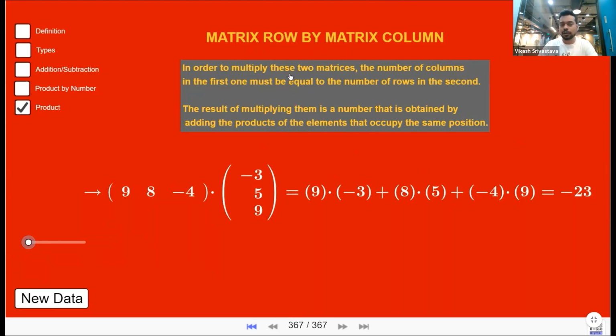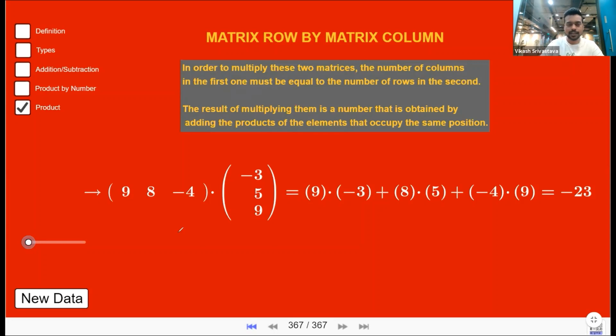In order to multiply two matrices, the number of columns in the first one must be equal to the number of rows in the second one. This is a pretty important point. So the number of columns in the first one. What does this mean?